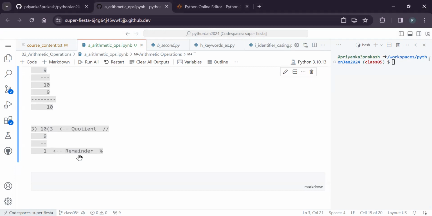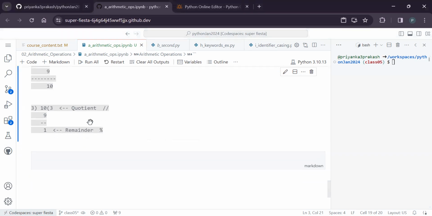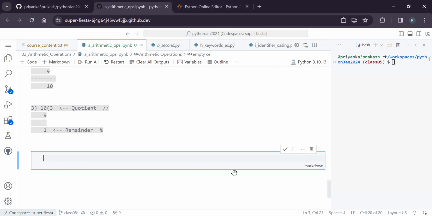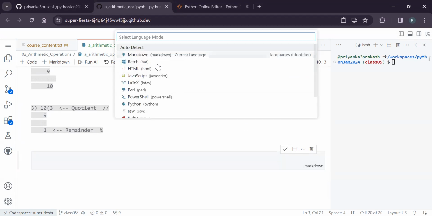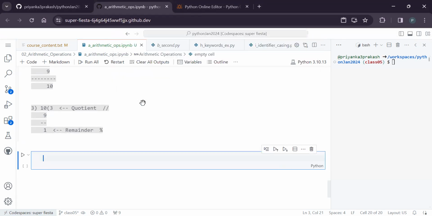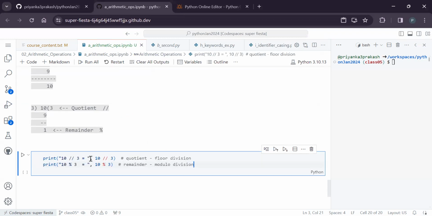Sir, whenever I don't want the real value, what if I want the quotient and remainder of something? In that case, we should go for different kinds of operators. So to start with, going back as we are into Python, you see here.